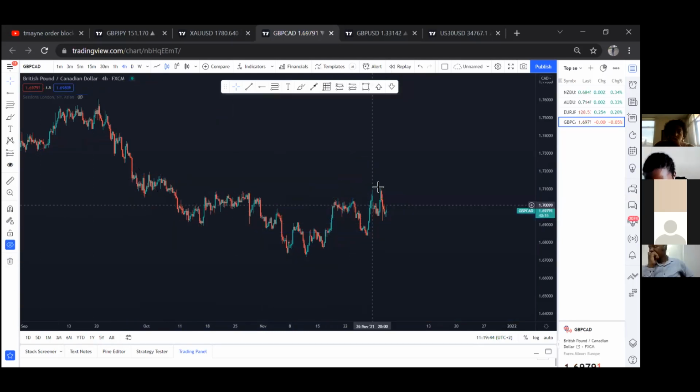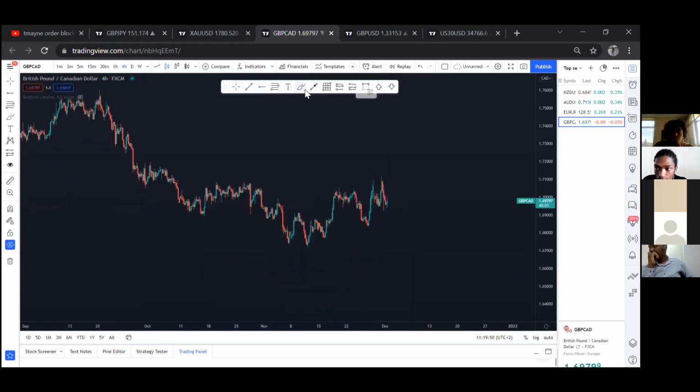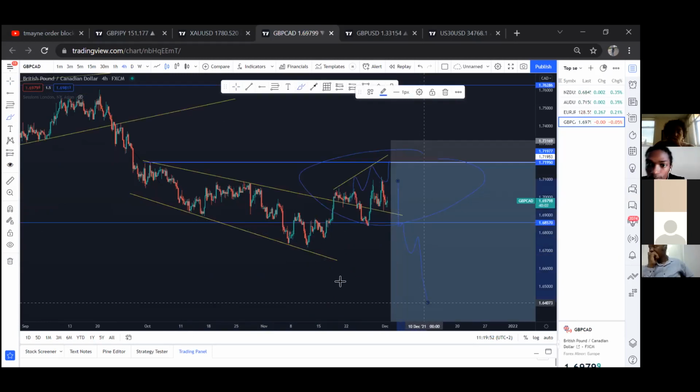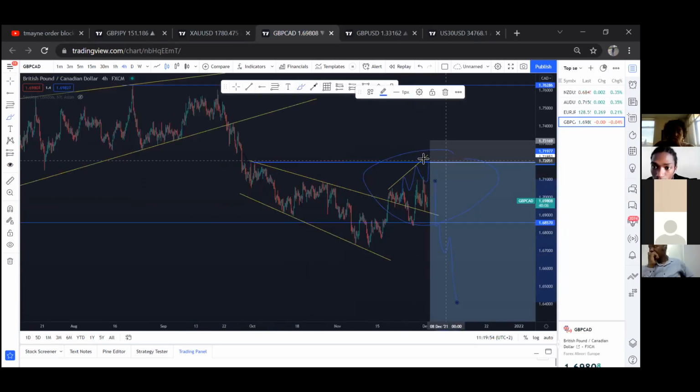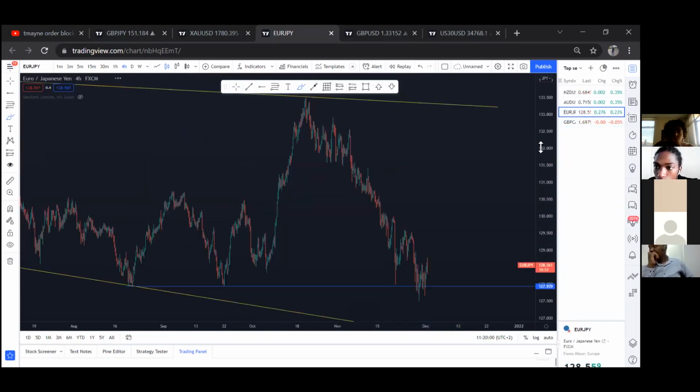And then that's when we're going to be looking for price to probably shoot to the downside, all the way to the downside. That is basically what we're looking out for at this hotspot area for us. And then that's basically what I'm looking at on Euro JPY.